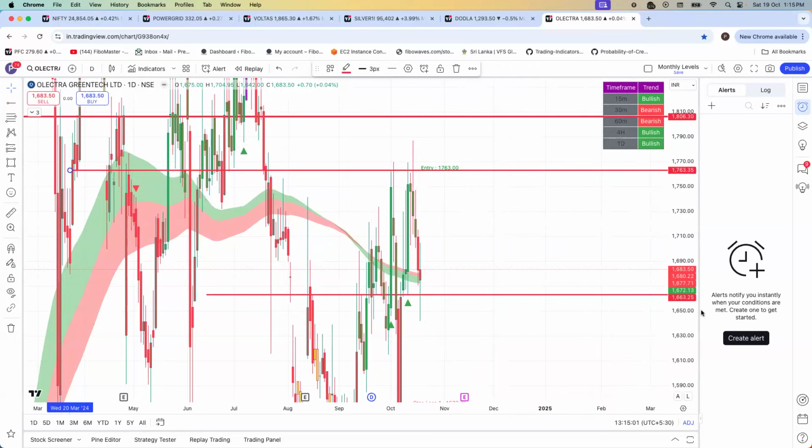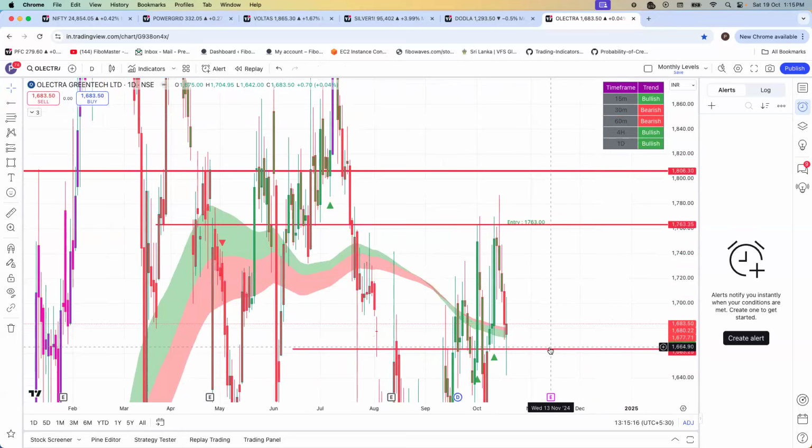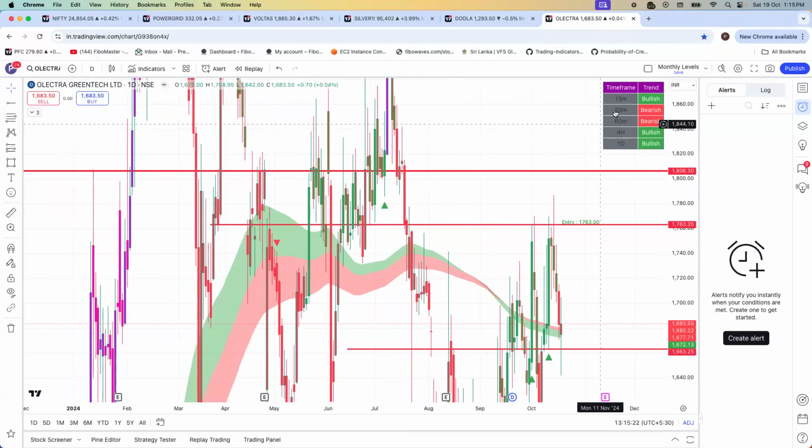And in 4 hours, only 1663 below is sell. You're getting my concept? That means 1663 is sell only. Okay, below this is sell only. So you can take support around this area alone. So what I do here is, 15 minutes was bearish. Okay, 15 minutes was bearish.